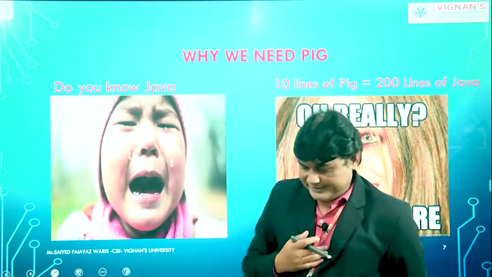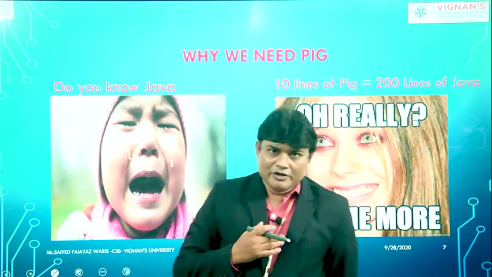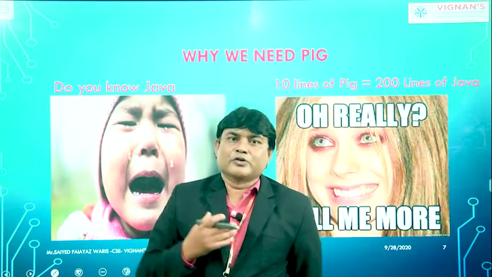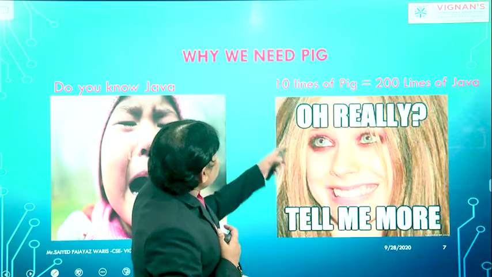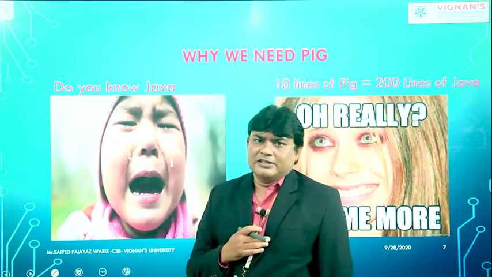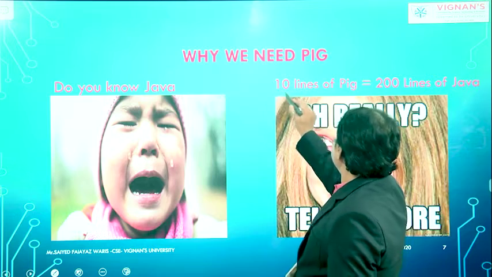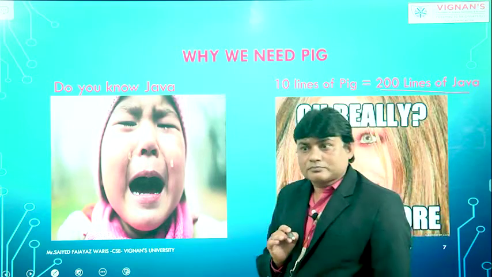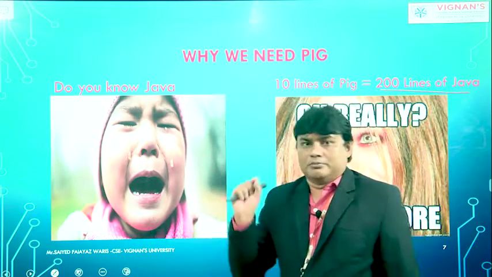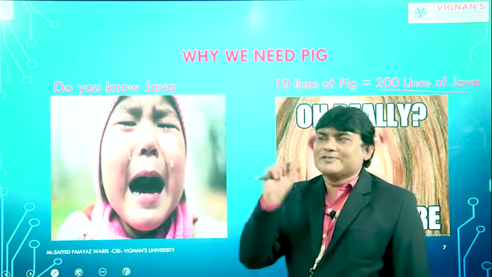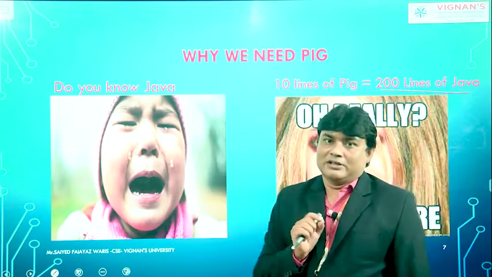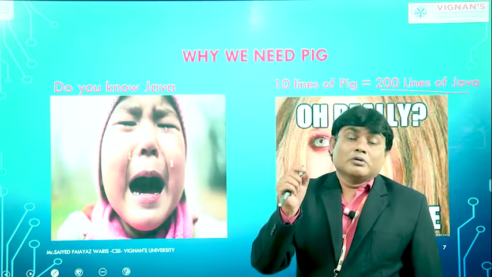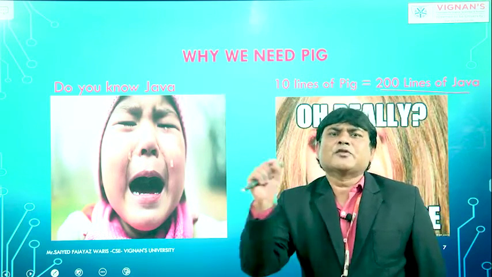So this is my first point: even if you don't know Java, don't worry. We have very good tools through which we can interact with Hadoop clusters and do all kinds of processing for huge data sets. Now, the big advantage of Pig is that it is a scripting language. Therefore, 10 lines of Pig is equal to what? 200 lines of Java. It means if you want to write code to solve a certain problem, you may write 200 lines of Java, and for the same problem, if you use Pig, we can finish it with only 10 lines of code.